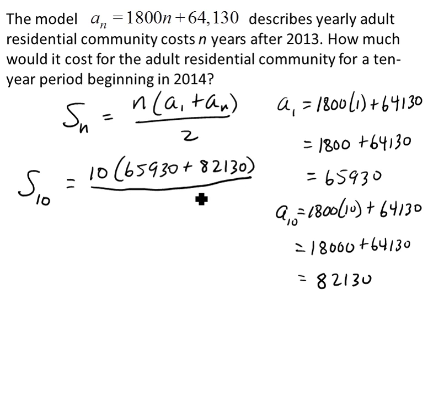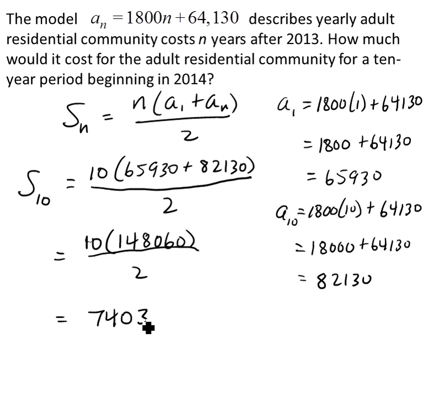So we're going to take all that and divide it by 2. So that's 10 times, that addition would come out to 148,060, divided by 2. And that all comes out to 740,300. So that's how much it would cost for that 10-year period for this residential community.